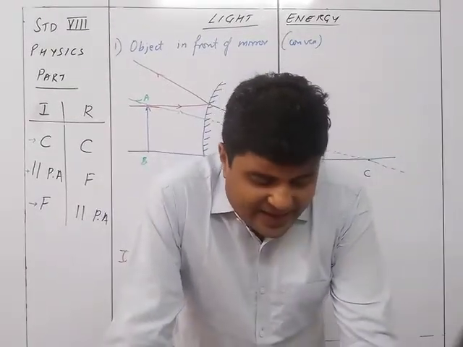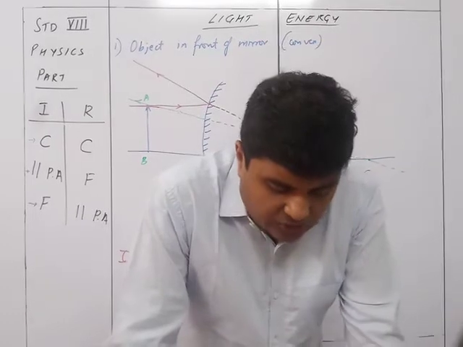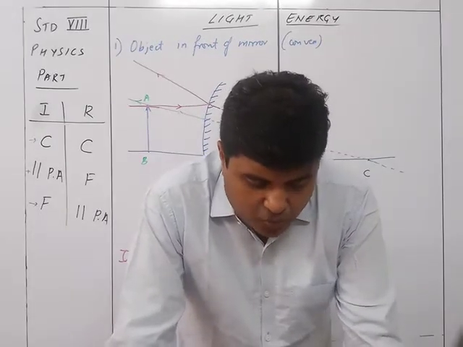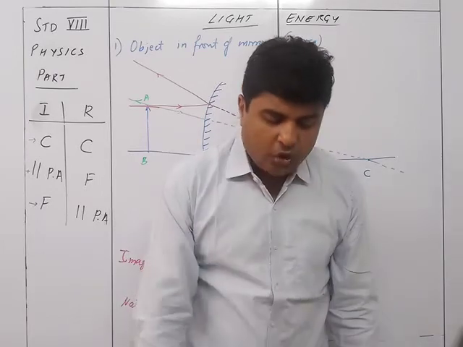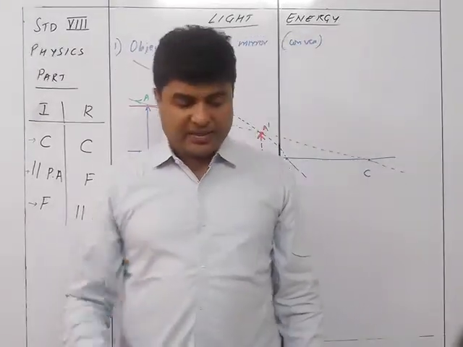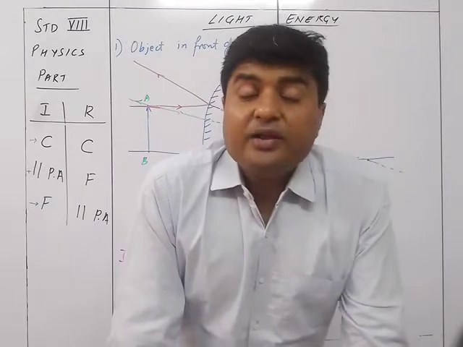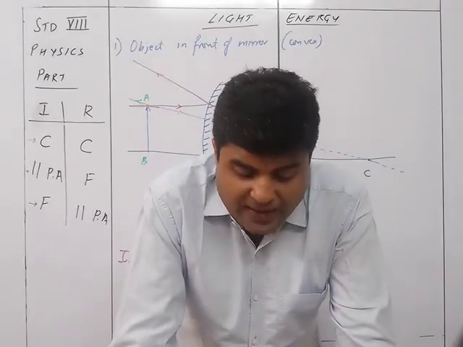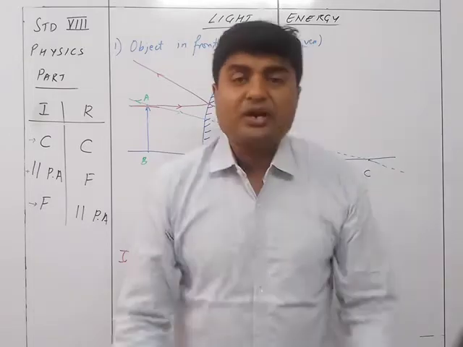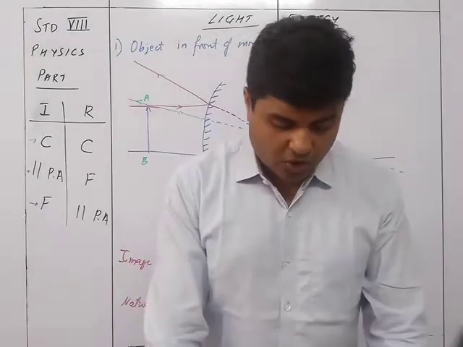So you can see that as the object is brought closer to the convex mirror, the image moves towards the pole of the mirror. Its size increases but always remains smaller than the object. It is virtual, erect and diminished and is always formed between the pole and the focus. So thus we conclude over here, conclusion on page number 94.